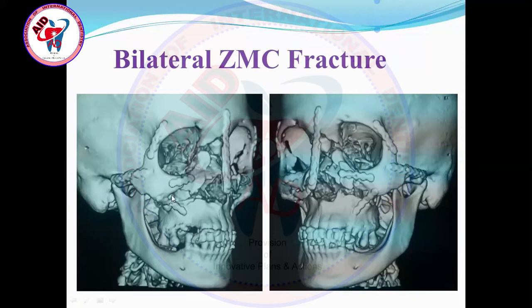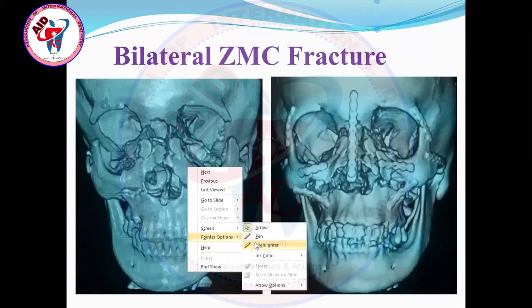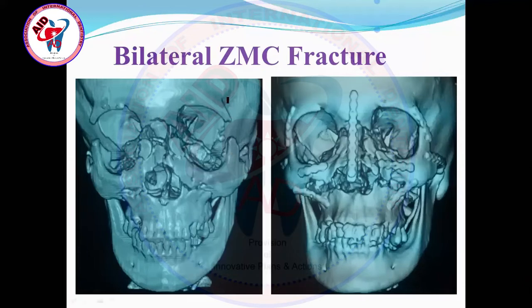These two plates, this area was approached intraorally. And all other sutures and fracture areas were approached by the coronal flap. And the scan was made on the face of the patient. This was a pre-op CT with gross displacement. Gross displacement of both zygomatic bones, zygomaticomaxillary complexes, and increased orbital volume.